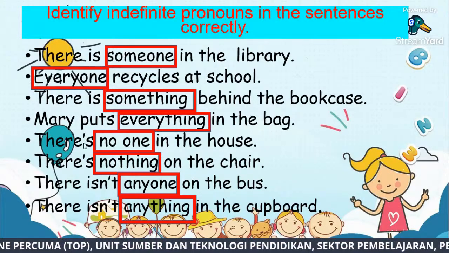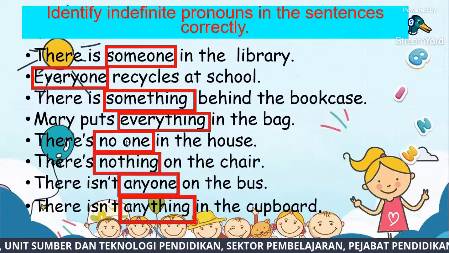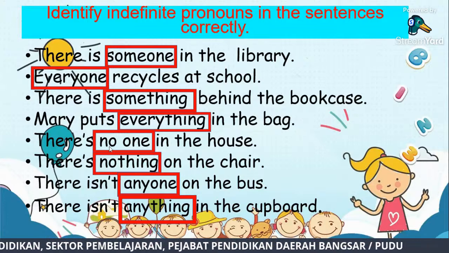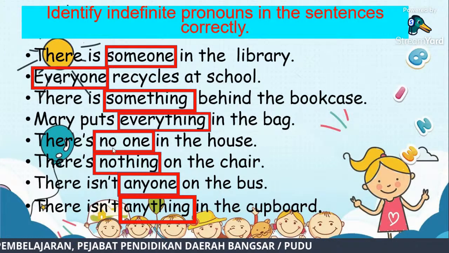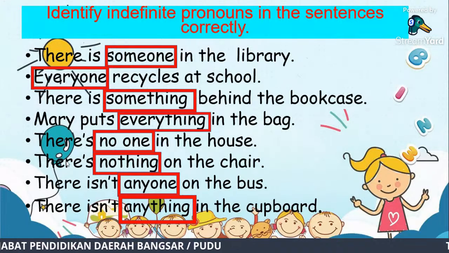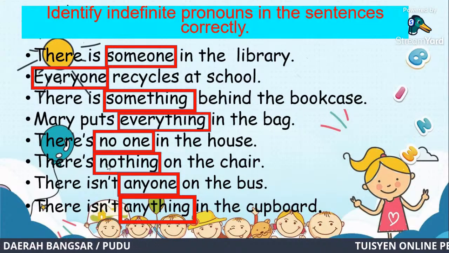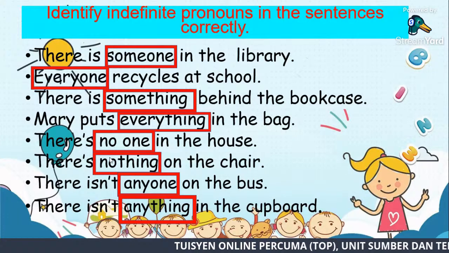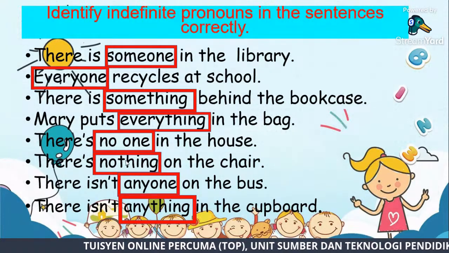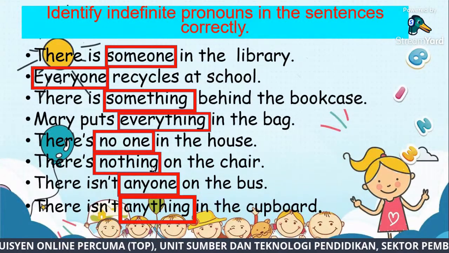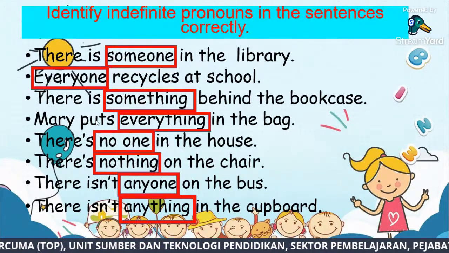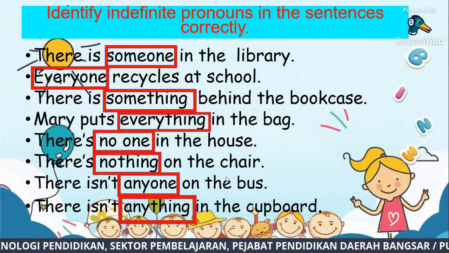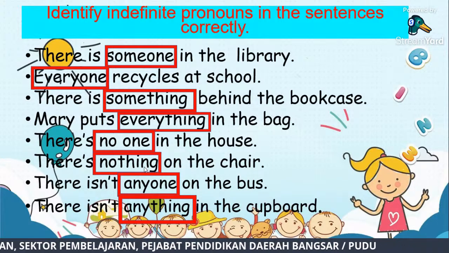And there's no one in the house, meaning they are talking about people. So there's no one there, so no one in the house. And followed by there's nothing on the chair. Here we are referring to things or animals. So that's why we're using nothing. If they are talking about people, it should be there's no one on the chair. So that is the difference. You have to know.